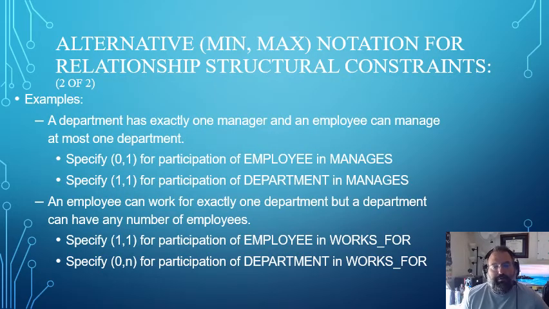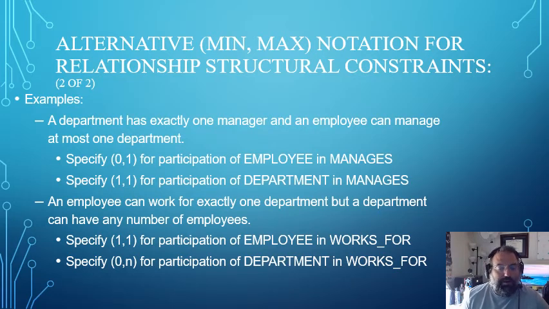Alternative min-max notation for relationship structure constraints continued. A department has exactly one manager and an employee can manage at most one department. Specifies 0 to 1 for participation of employee in manages and 1 to 1 in the participation of department in manages. An employee can work for exactly one department, but a department can have any number of employees. Specifies 1 to 1 for participation of employee in works for, and specifies 0 to n for participation of department in works for.